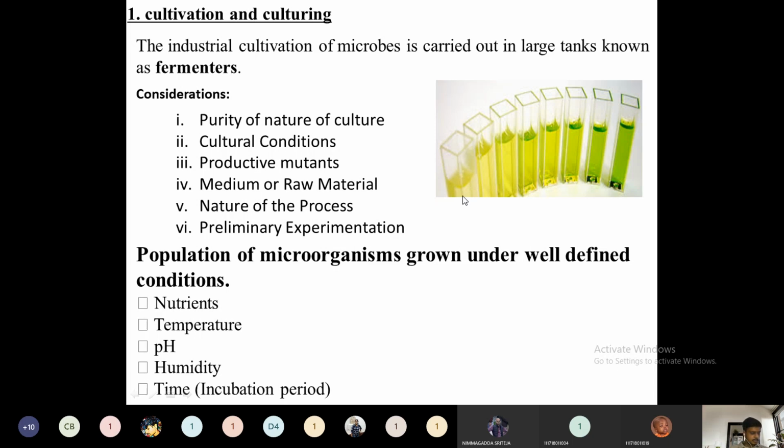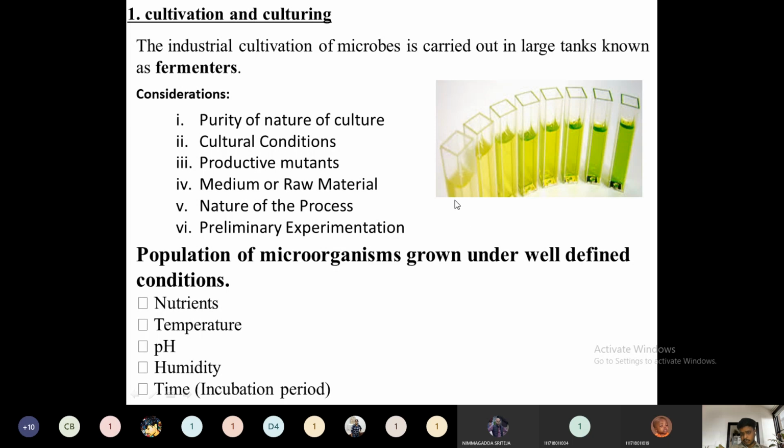Media is nothing but a food. That food will be provided to the particular type of microorganisms. Whenever we are providing the food to the microorganisms, we have to consider certain conditions which we have to maintain for the growth of that microorganism. The first one among those is purity of nature of culture.